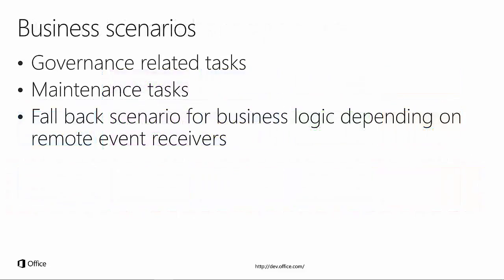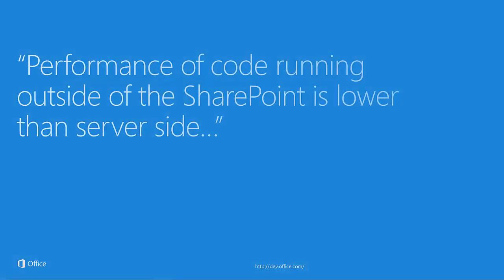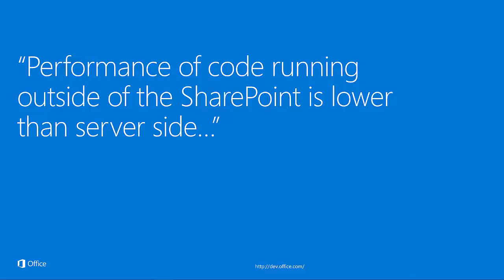Good examples here are governance-related tasks, some regular maintenance tasks, or implementing a fallback for remote event receivers. As you perhaps already know, for remote event receivers, we do not have guaranteed delivery. This means that if some event occurs, SharePoint sends a call to your remote web service, and if the service cannot be reached, SharePoint will not try to resend this call later. This is why you need to implement a fallback logic, and this is where remote timer jobs can help. The final concern you might have is performance.